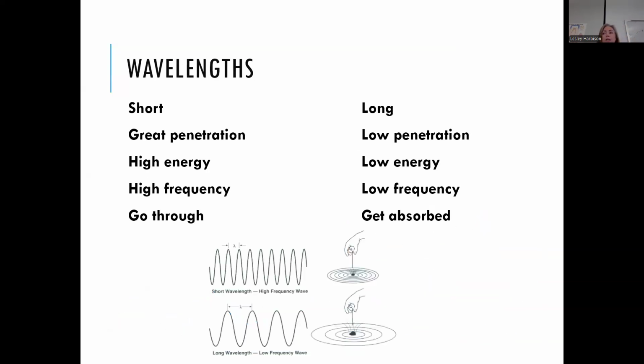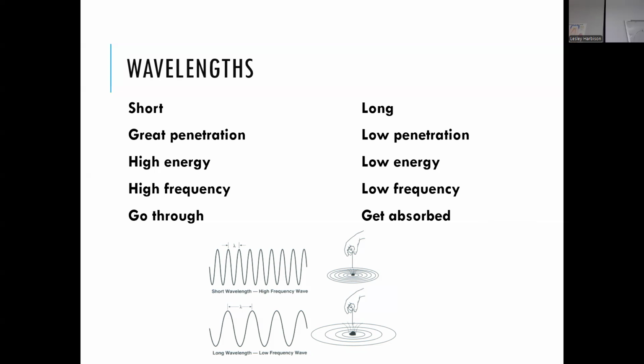Okay, so wavelength and frequency. On this slide, what we want to know about the difference between long and short wavelength and frequency is that, for the radiation we are creating, a wavelength that is short, with all the wavelengths really close together, is going to make an X-ray photon that penetrates better.